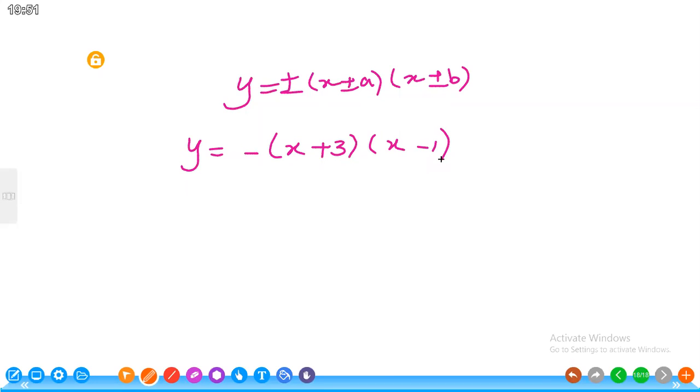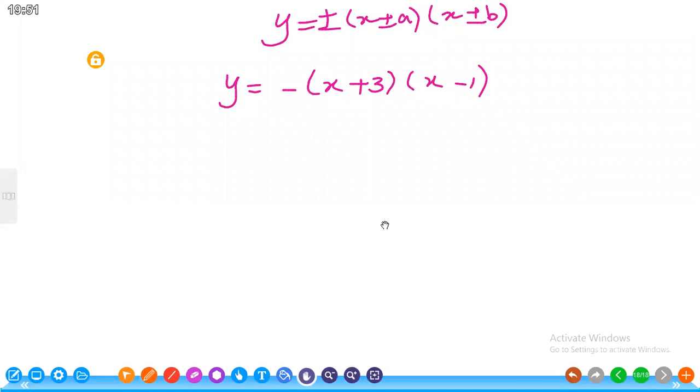First, what is the nature of the graph? Here the coefficient of x squared is minus. So first I draw the rough sketch. The nature of the graph: the coefficient of x squared is negative, because the front negative sign multiplied by x squared gives negative x squared. So the coefficient of x squared is negative, so the graph is a parabola with a maximum. I draw the rough sketch first.